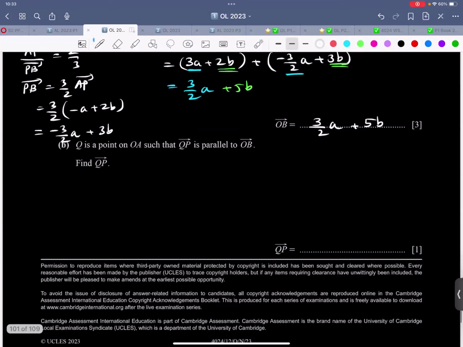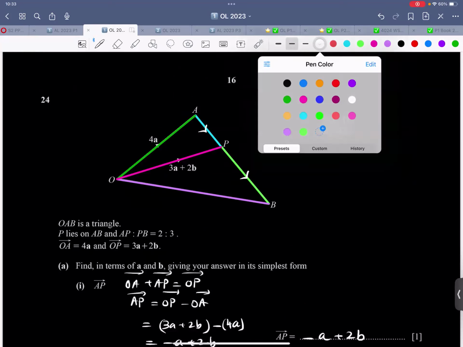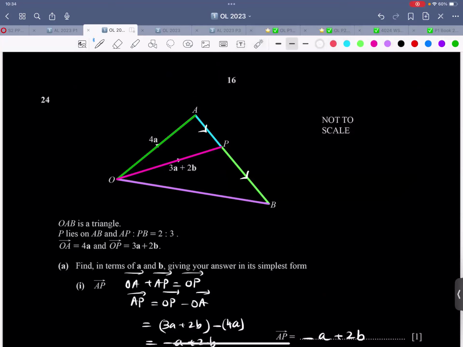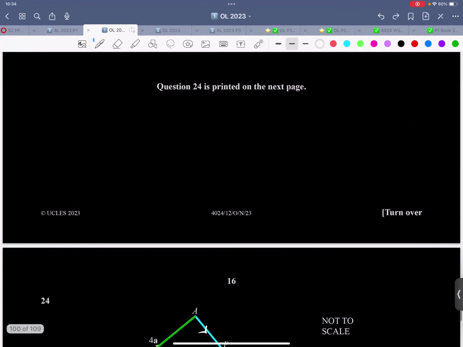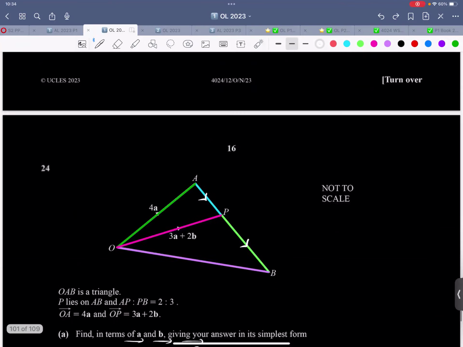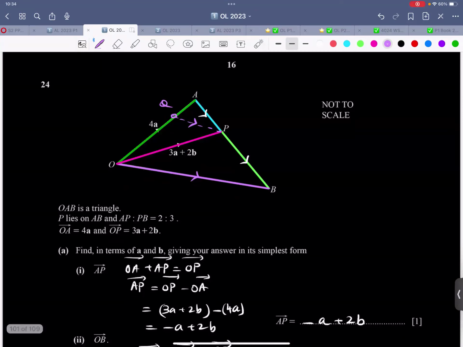Q is the point on OA such that QP is parallel to OB. So let me mark a point such that OB is parallel to this. Let me just double check. So Q is on OA and QP. So we have P, and let me draw a line which is parallel to this line. So this purple one, something like this. Somewhere over here is Q. QP is parallel to OB. That means they should be scalar multiples of one another.